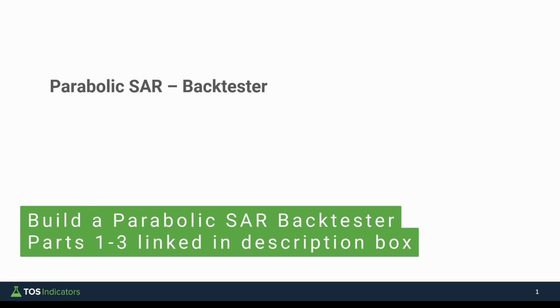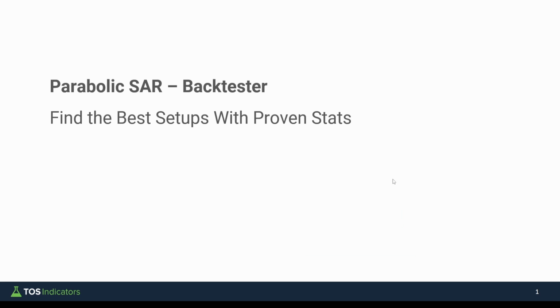In this section, we're going to be building a backtester to test how effective the buy and sell signals from the indicator that we built in part 2 are. The idea here is to have actual stats, actual metrics, so we can see what the P&L looked like. Now here's how I've laid out this video.